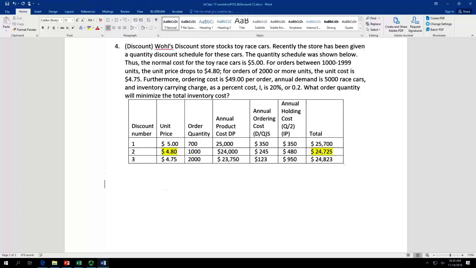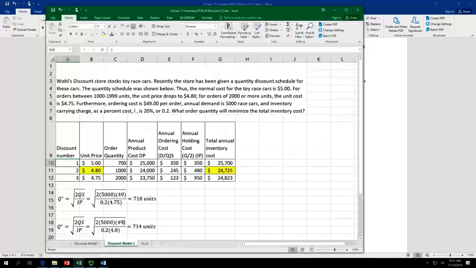I already gave you this result from my Excel, but the process I just showed you is to tell you how I came up with these numbers, how I calculate, and the fundamental idea: to compare the total annual inventory cost. Here, Q divided by 2 times I times P, price.